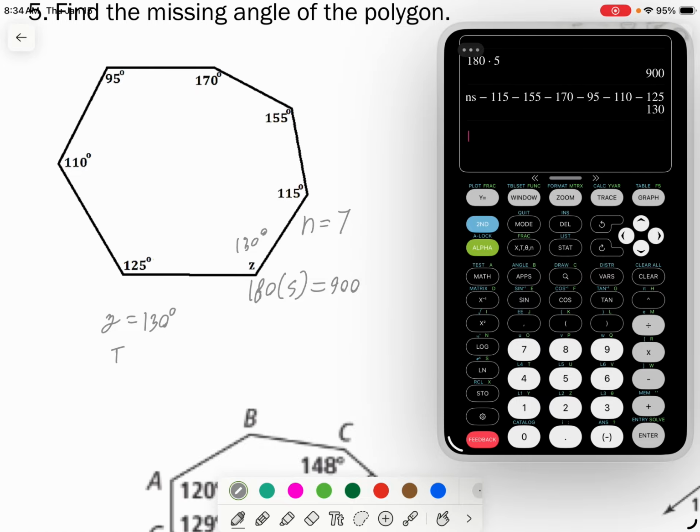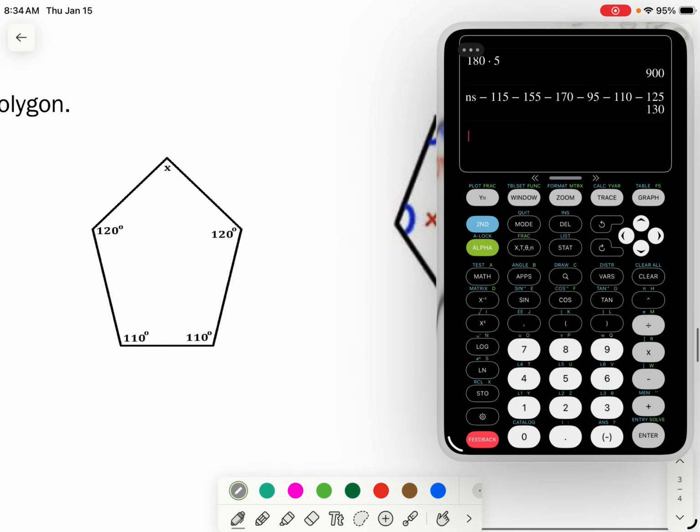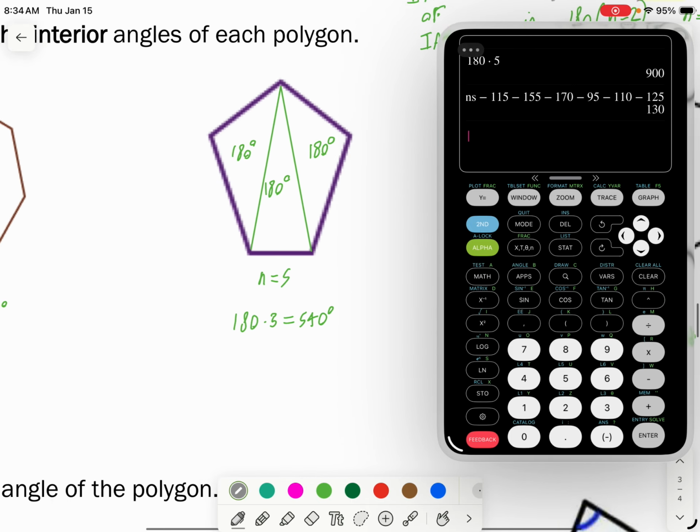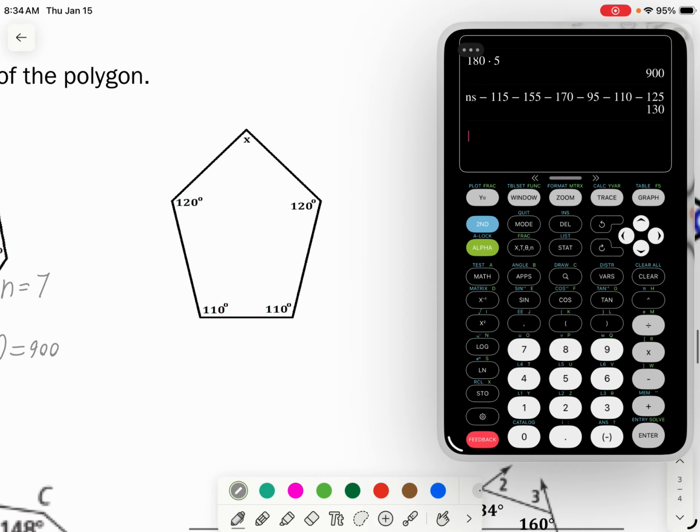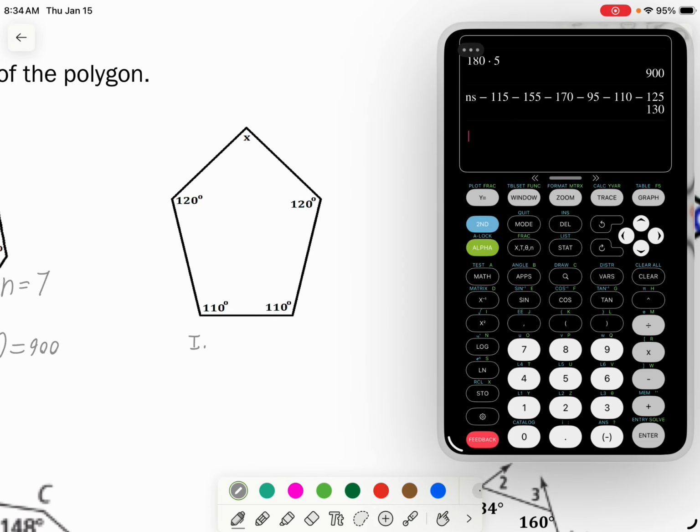So I'm going to put IAT. All right, next one. Taking a look at this one, this is a five-sided figure. I know that the five-sided figure has to be 540 degrees, so I'm going to put IAT, and I know that x is equal to 540 minus 120 minus 110 minus 110 minus 120.